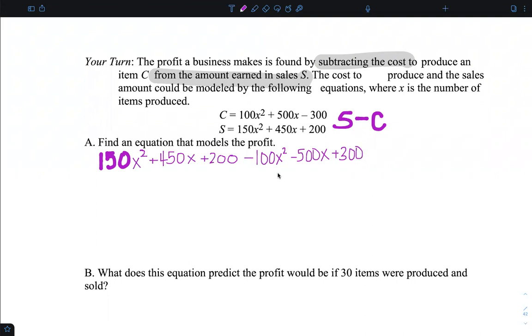Okay, because a lot of times people just subtract the 100x, they forget to distribute the negative, and then everything is incorrect. So I might as well finish this. So 150x squared minus 100x squared is just 50x squared. And that one and that one. 450x minus 500x is minus 50x. And then 200 plus 300 is plus 500.